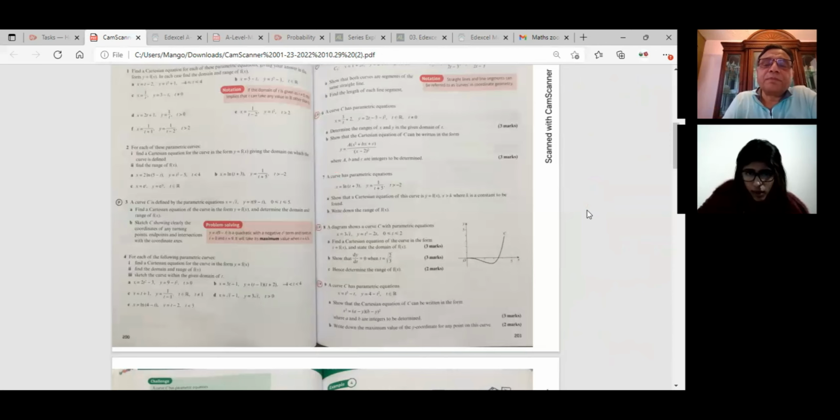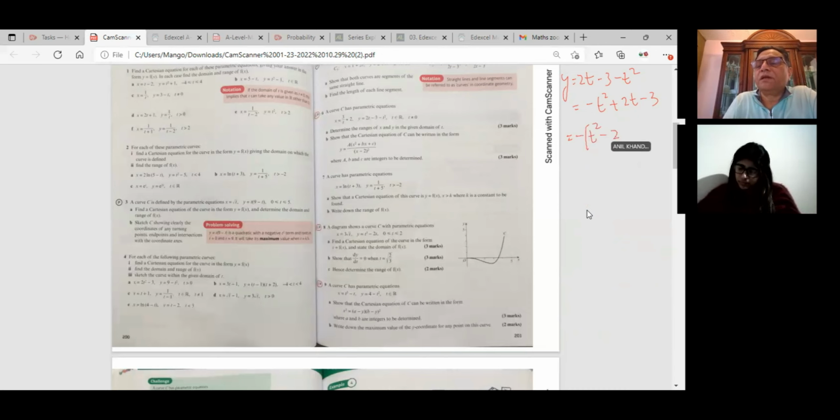So the equation is y equals 2t minus 3 minus t squared. Let's rearrange: minus t squared plus 2t minus 3, right? Let's find the vertex for this. So you can take minus common: t squared minus 2t. Let's keep this minus 3 outside.